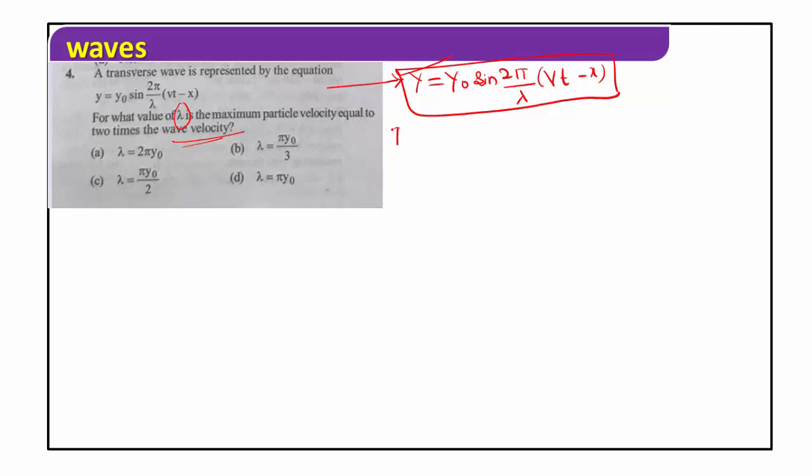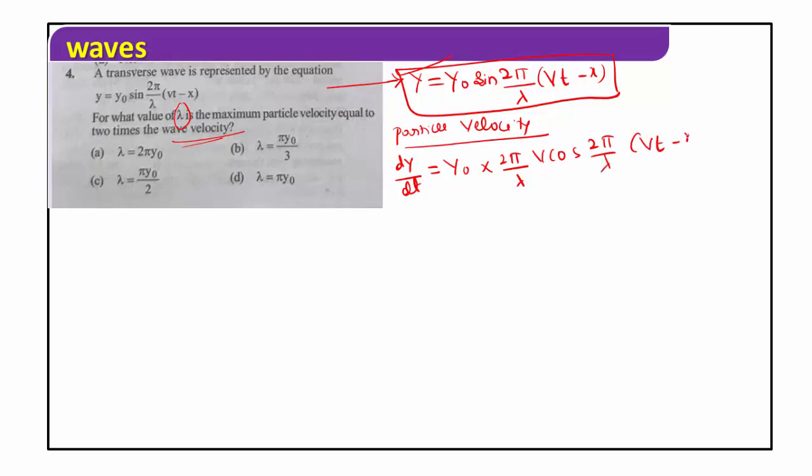Here the displacement is given. How to find the velocity using the displacement equation? The rate of change of displacement is called velocity, dy divided by dt. When you differentiate this equation, you get y naught into 2 pi by lambda into cos 2 pi by lambda into (Vt minus x).